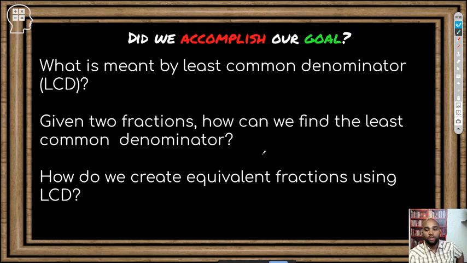How do we create an equivalent fraction? All we do is take that fraction and multiply it by whatever factor we need to. You can multiply both the top and bottom by 2, 3, whatever it is, as long as they're the same, and you'll get an equivalent fraction.